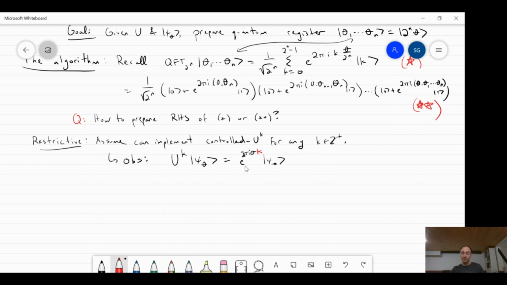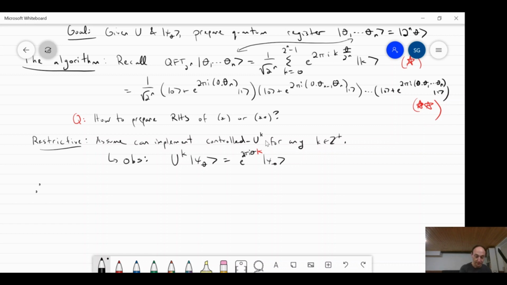Okay, and lo and behold, look at this thing over here, right? This looks almost exactly like this. So it's e to the 2 pi i k theta. Wow, magic, right? So let's just use this observation to prepare this right-hand side using the assumption that we can implement controlled u to the k for any positive k.